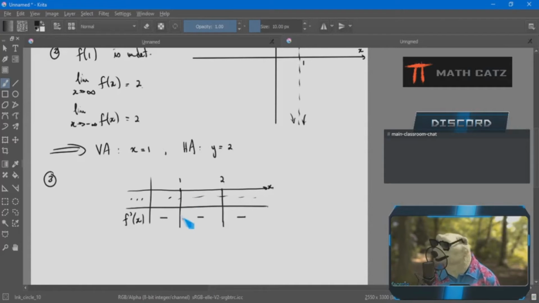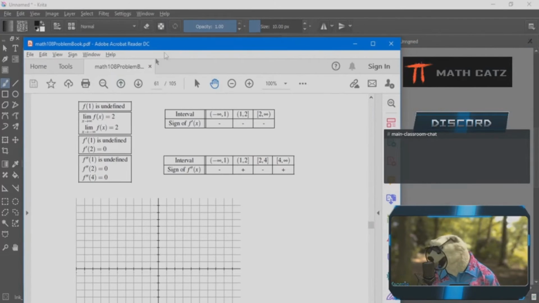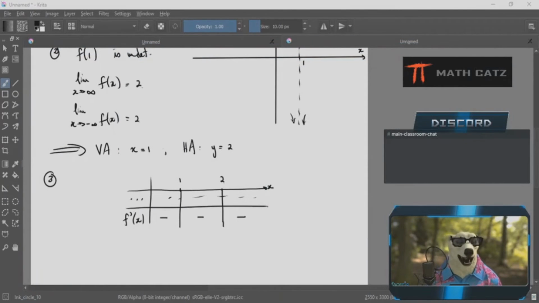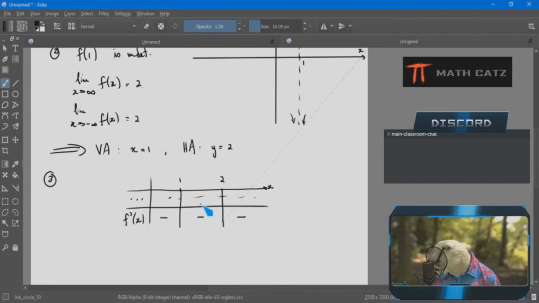Okay. I also want to know what happens at those x values, right? So that's where they give me this middle box. The derivative at 1 is undefined. Derivative at 2 is 0. So I can put that right in my table. Derivative at 1, undefined. Derivative at 2, 0.